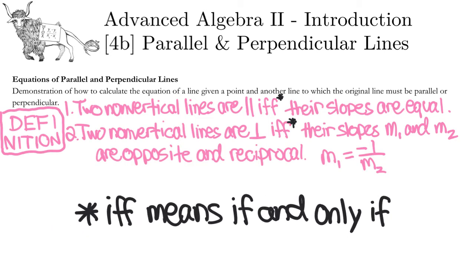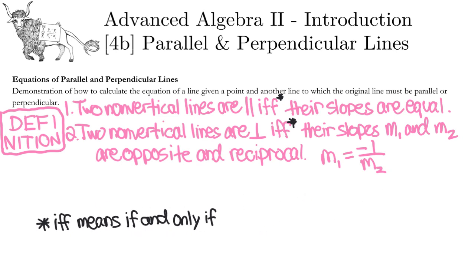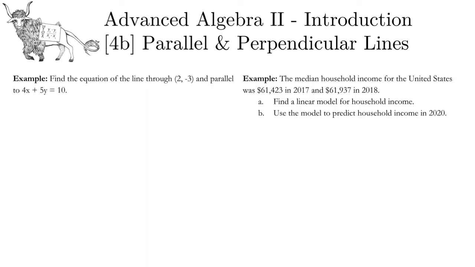The phrase "if and only if" means that the conditional statements work both ways. So if we know that two lines are parallel, then we can conclude that their slopes are equal. Conversely, if we know that the slopes of two lines are equal, then we can conclude that those two lines are parallel. Now we'll apply those definitions to this example.